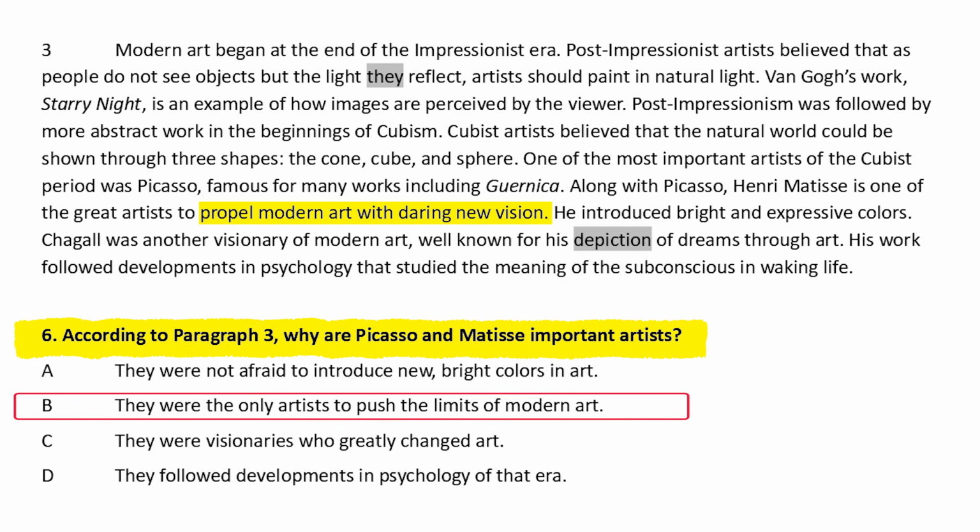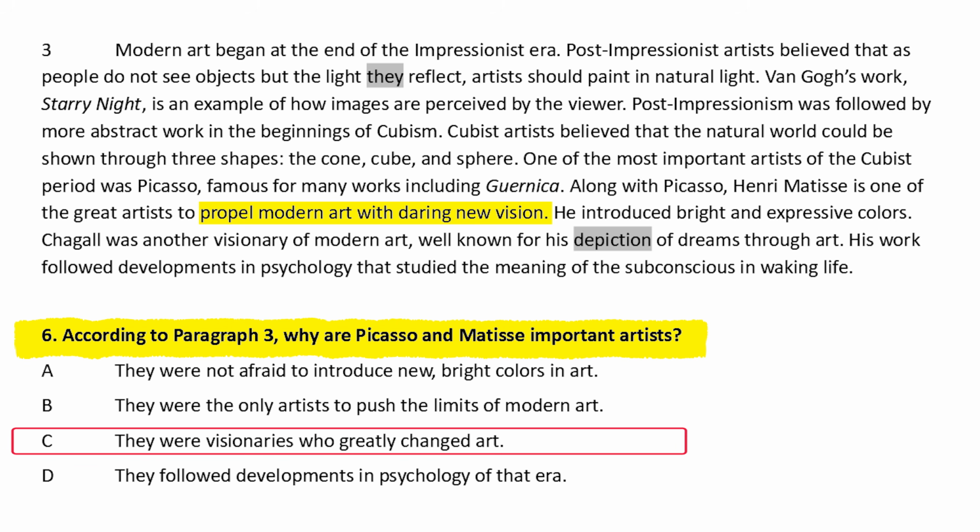B, they were the only artists to push the limits of modern art. This goes too far. The passage never says they were the only ones. In fact, other artists like Chagall are also mentioned as being visionary and influential. So this answer is inaccurate because it exaggerates the claim. B is incorrect. C says they were visionaries who greatly changed art. Yes, this is the correct answer. The text literally says that Matisse and Picasso helped propel modern art with daring new vision.